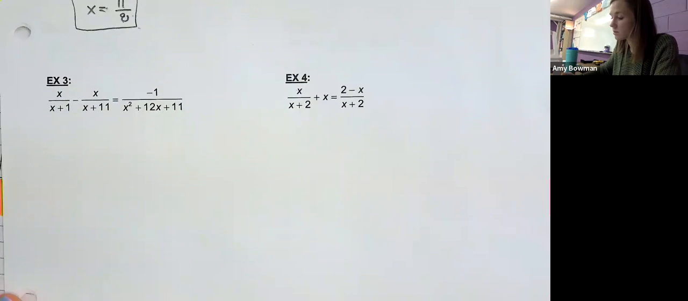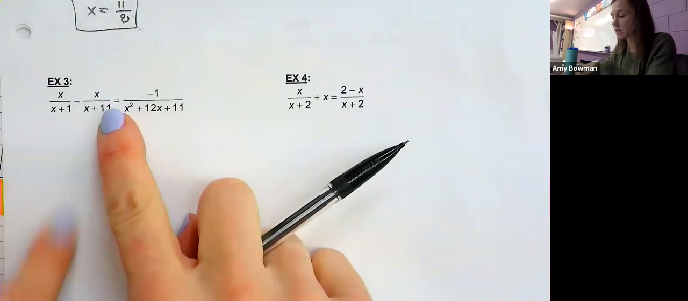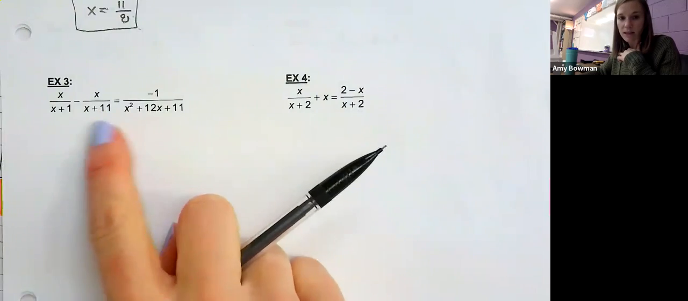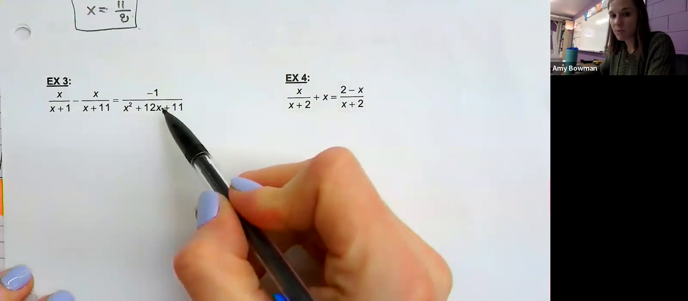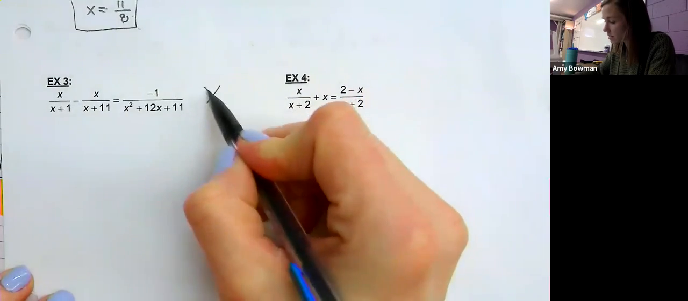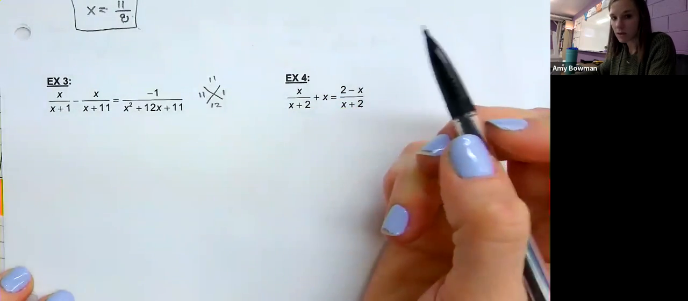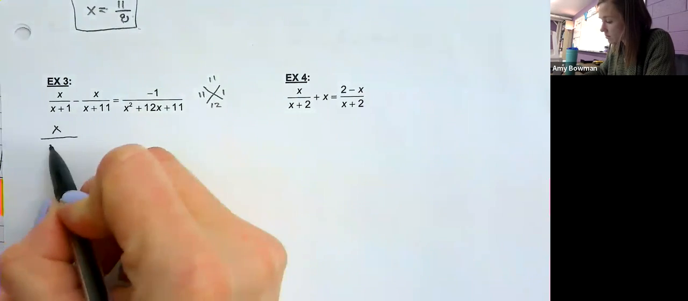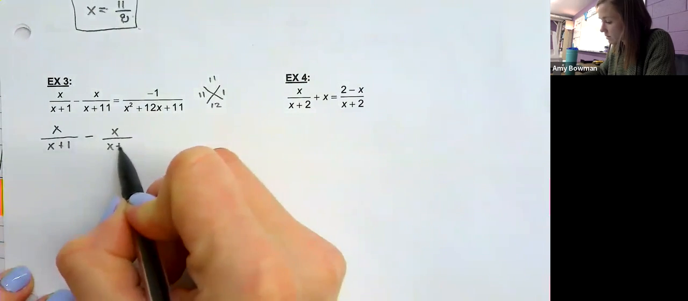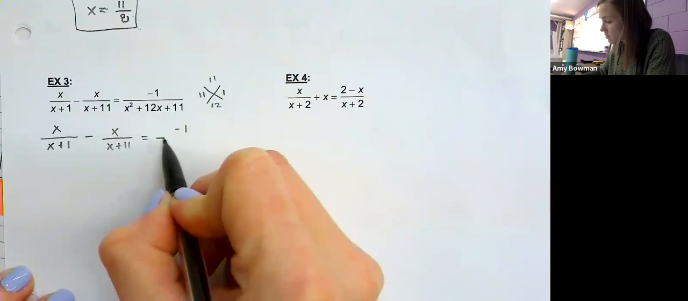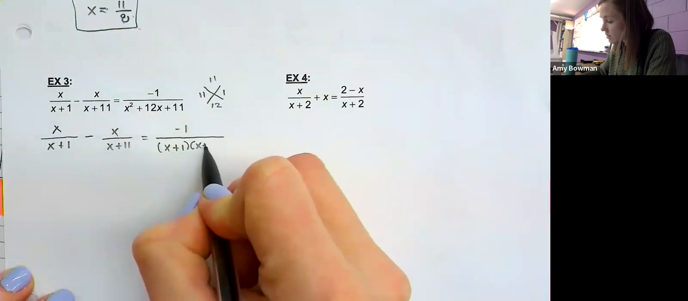Okay, so in number 3, we've got 3 fractions on both sides of the equal sign. The first step in a case like this is always going to be factor first, just like so many of our other types of problems. So we want to factor first. So I want to know what multiplies to 11 and adds to 12. That's a pretty simple one with 11 and 1. So I'm going to rewrite my whole problem with that last fraction factored. So x over x plus 1 minus x over x plus 11 equals -1 over x plus 1 times x plus 11.